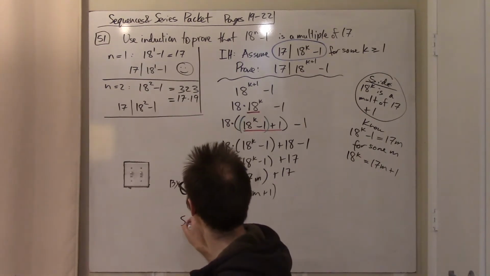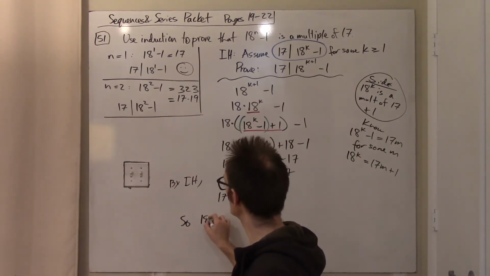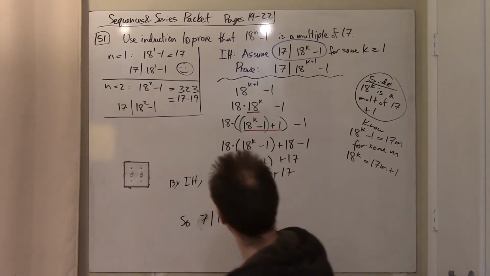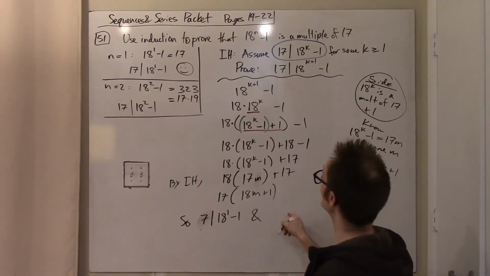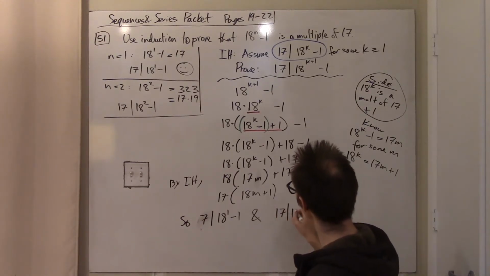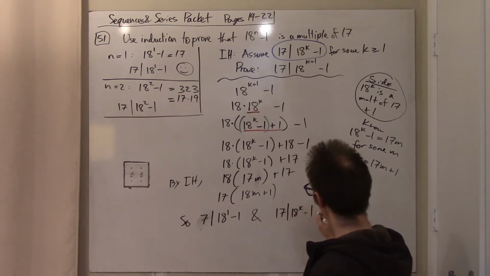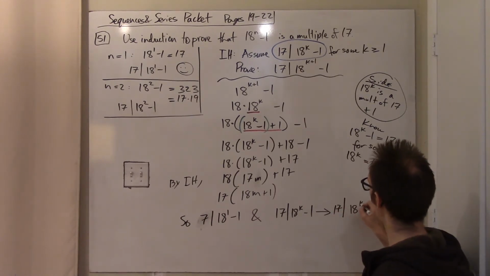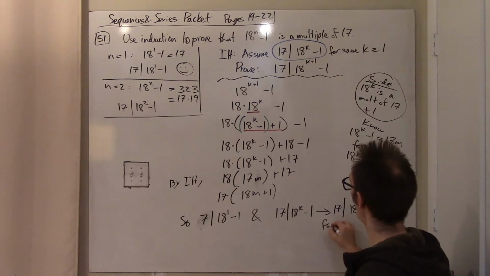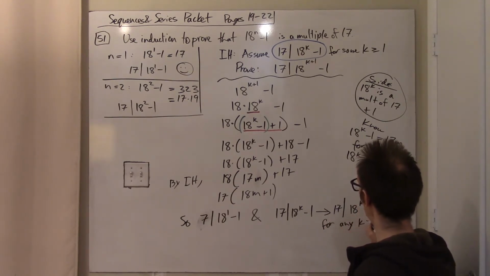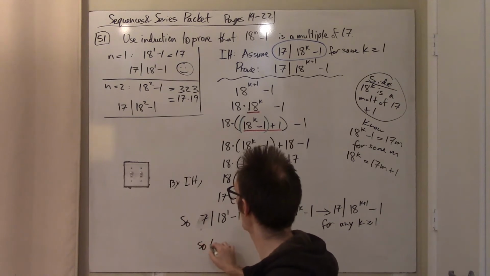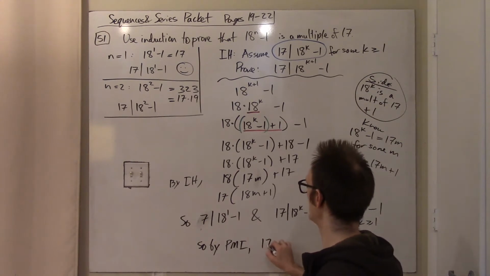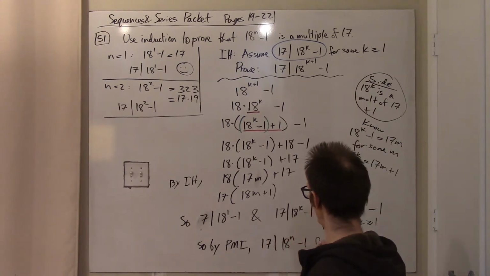Okay, so what do we know? We know that 17 divides 18 to the 1 minus 1. And what we proved is that if 17 divides 18 to the k minus 1, then 17 divides 18 to the k plus 1 minus 1 for any k greater than or equal to 1. So, by the principle of mathematical induction, 17 divides 18 to the n minus 1 for all n.